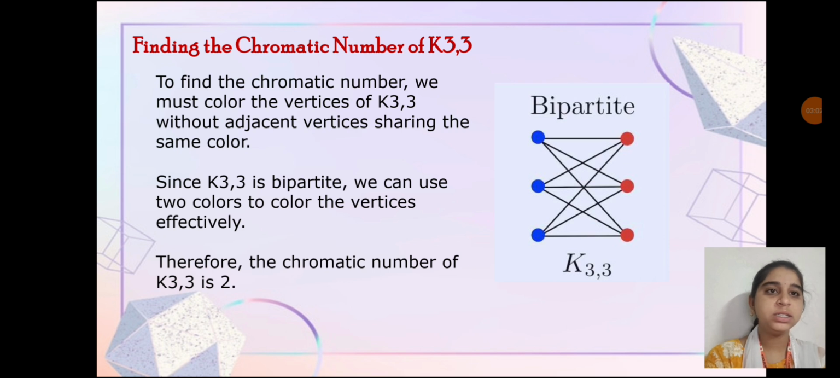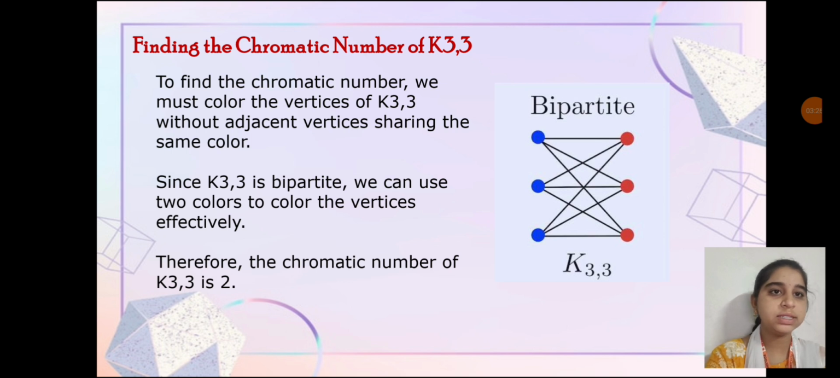Finding the chromatic number of K33. To find the chromatic number, we must color the vertices of K33 without adjacent vertices sharing the same color. Since K33 is bipartite, we can use 2 colors to color the vertices effectively. Therefore, the chromatic number of K33 is 2.